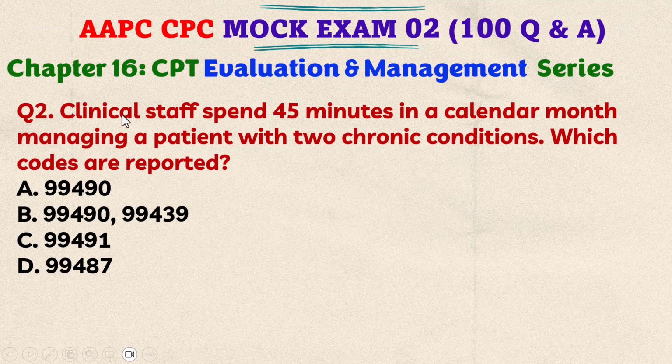Question number 2. Clinical staff spent 45 minutes in a calendar month managing a patient with 2 chronic conditions. Which codes are reported? There are 4 answers available. Take your CPT code book and find the answer. Here you have to highlight clinical staff spent 45 minutes, patient with 2 chronic conditions. When you look at the answers, all are adjacent codes, so you can use the elimination method.